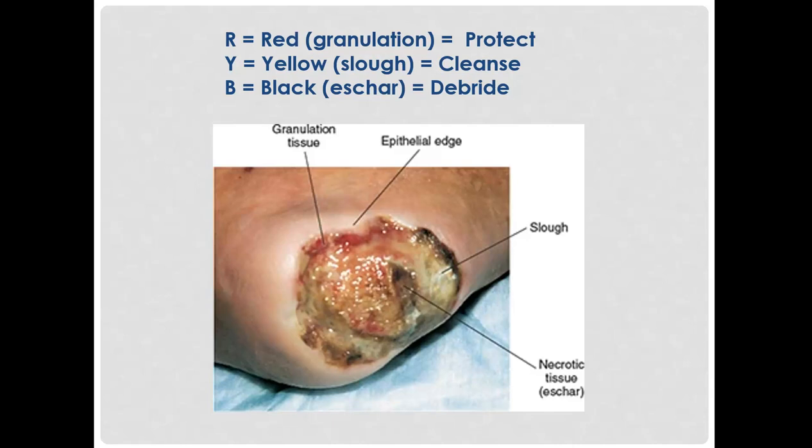Yellow is slough, and we want to clean that out of the wound. And then black or eschar, we want to debride it, okay? We want to remove that from the wound, okay?